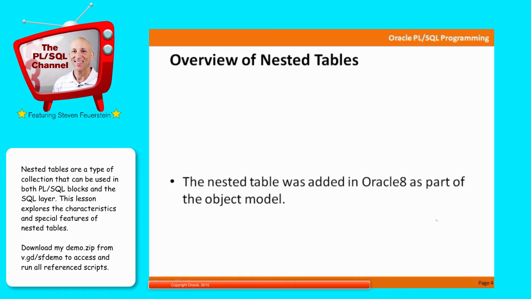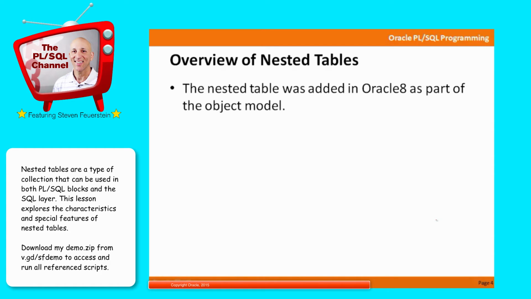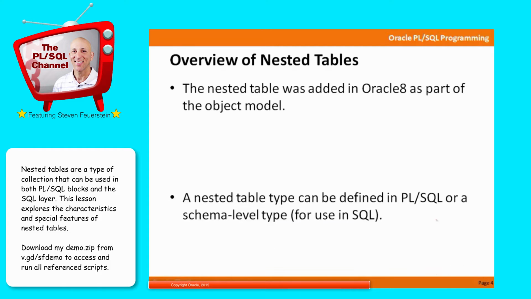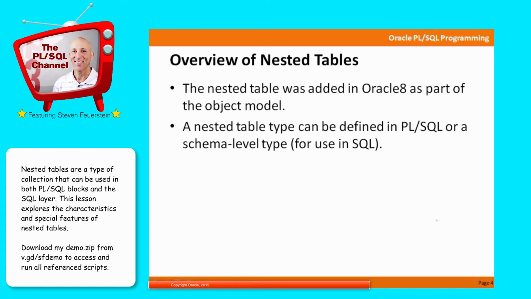So, overview of nested tables. The nested table collection type was added in Oracle 8 as part of the object model. So when Oracle added object types, they also added nested tables and a third collection type, V-arrays or varying arrays, to fill out the object-oriented approach to PL/SQL. Nested tables aren't necessarily a part of the object model, but they're often used in conjunction with it. You can define a nested table type and therefore the variables or the nested tables based on those types. You can define them in PL/SQL in a block of code or at the schema level for use in SQL.